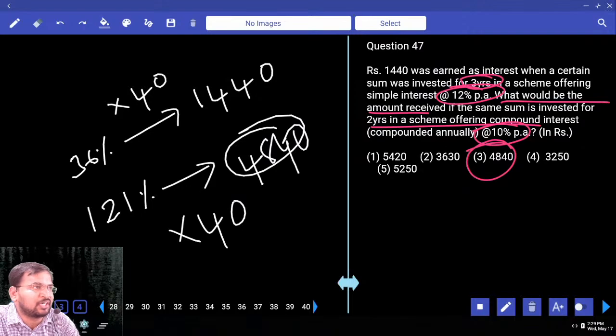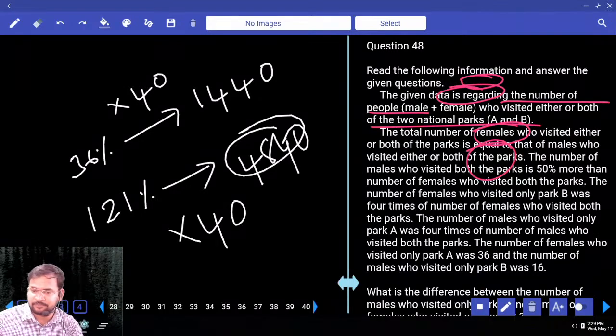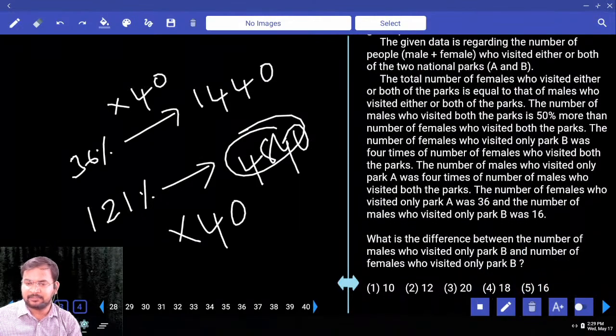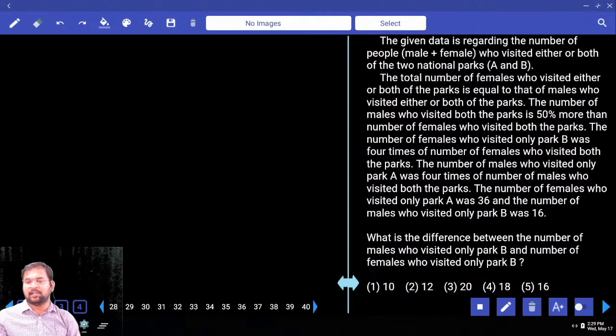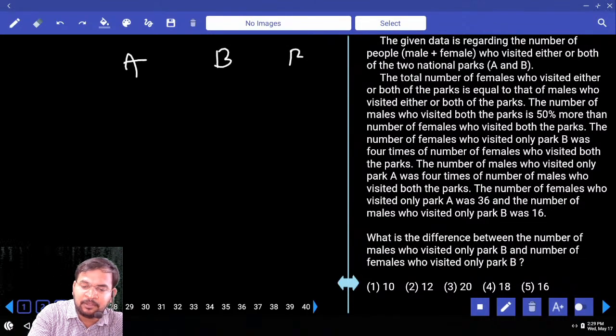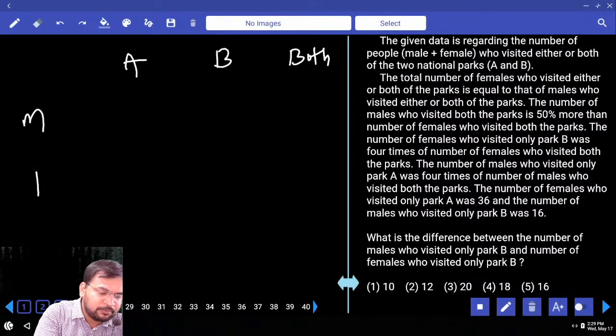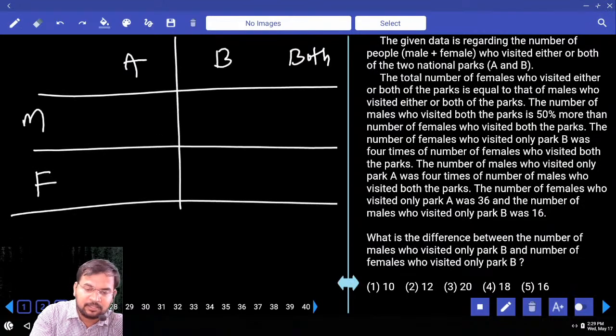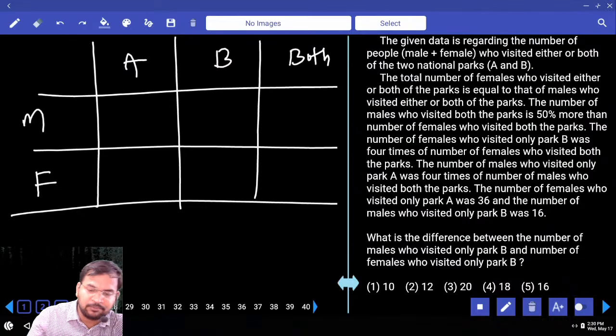Shall I go for the next question? They given what? Caselet na? Caselet only na? Now, Park A, Park B, and they given both. Male, female. So if you fill this data, the questions are very easy for you.